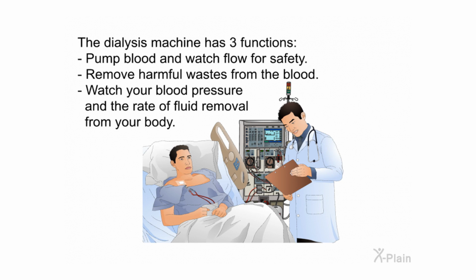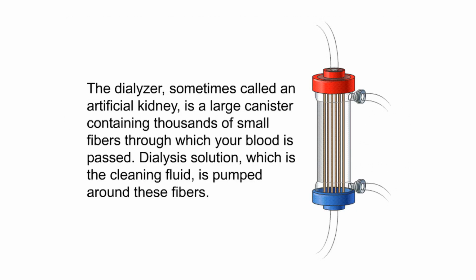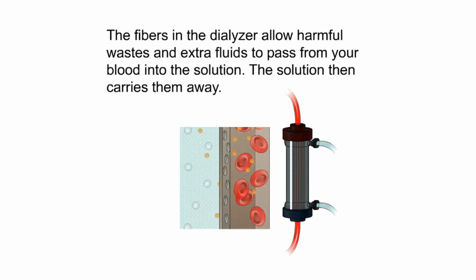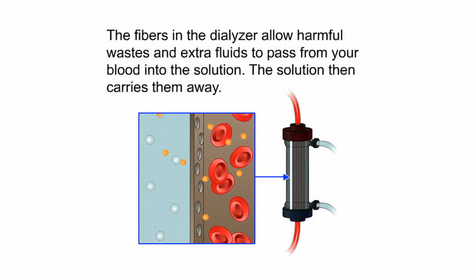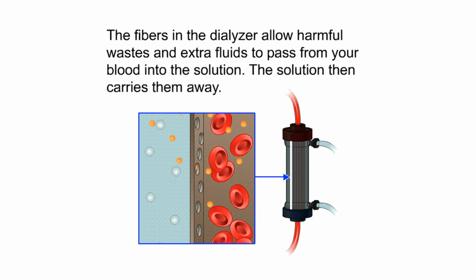The dialysis machine has three functions. Pump blood and watch flow for safety. Remove harmful wastes from the blood. Watch your blood pressure and the rate of fluid removal from your body. The dialyzer, sometimes called an artificial kidney, is a large canister containing thousands of small fibers through which your blood is passed. Dialysis solution, which is the cleaning fluid, is pumped around these fibers. The fibers in the dialyzer allow harmful wastes and extra fluids to pass from your blood into the solution. The solution then carries them away.